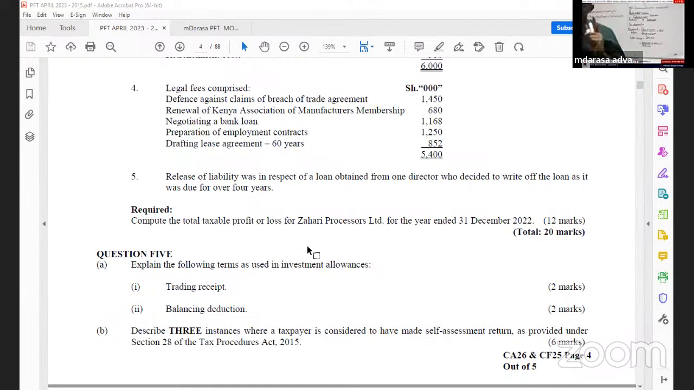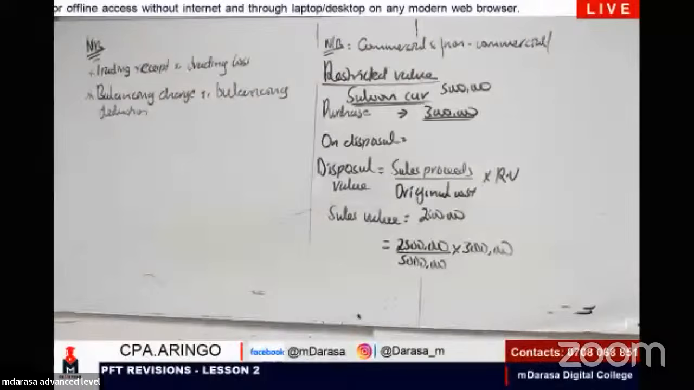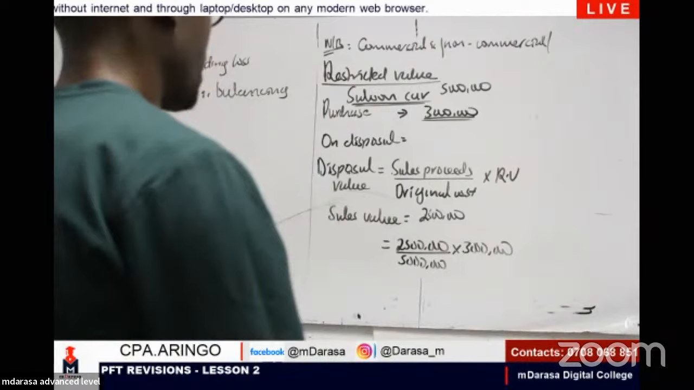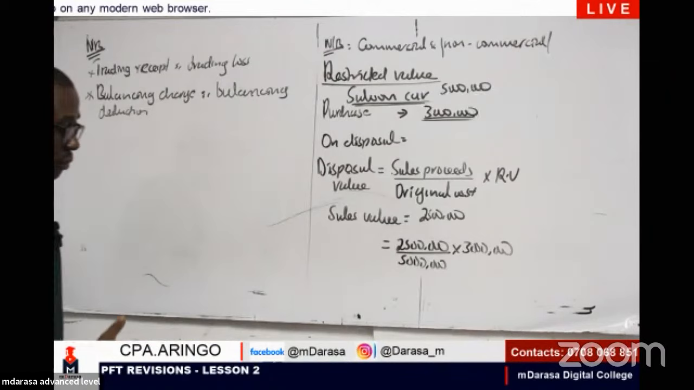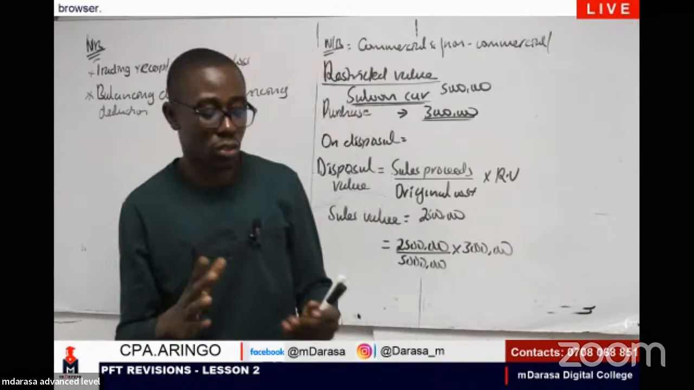Remember when we started, I mentioned that it is very, very important, guys, that you learn how to balance the theory and computation. It will take you to places you've never seen before. So this is simple. Trading receipt, take for example this case. Don't write first of all. I want you to understand this concept first.